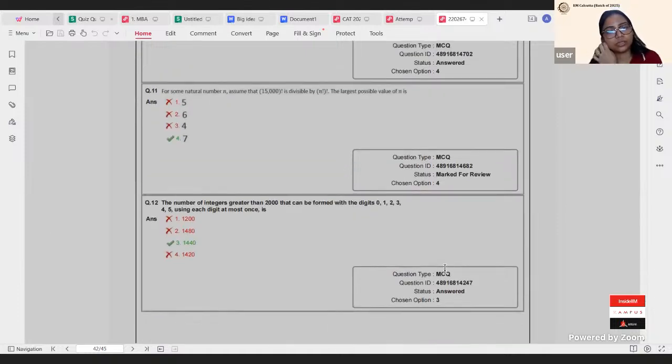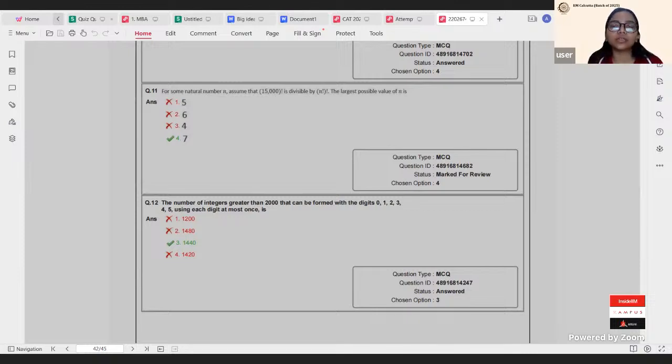Regarding this question, for some natural number n, assume that 15,000 factorial is divisible by n factorial whole factorial. And we basically need to find the largest possible value of n in this question. Again, this is a bit intensive when it comes to knowing the way to do it.